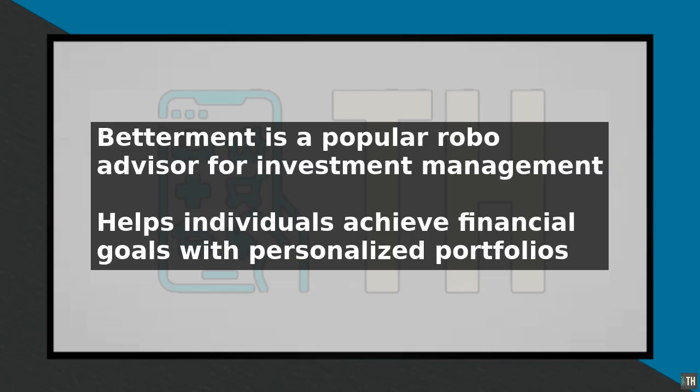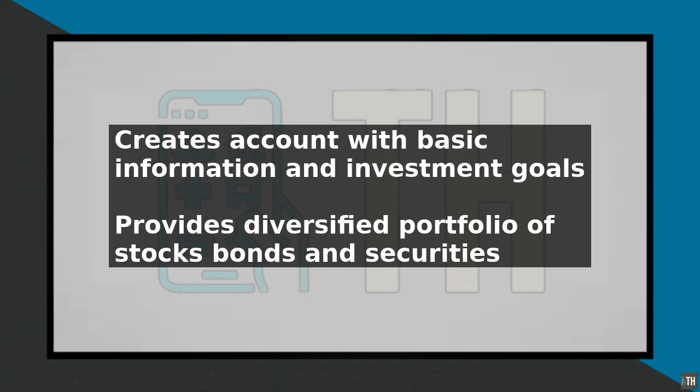Once you have created your account, you can deposit money into your Betterment account, which will then be invested in a diversified portfolio of stocks, bonds, and other securities. Betterment uses a variety of investment strategies to manage your portfolio, including tax loss harvesting, which helps to minimize your tax liability.